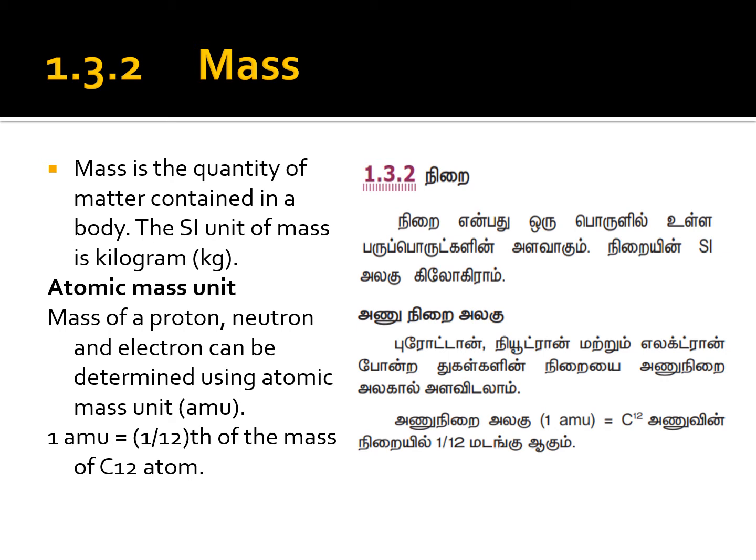1 gram is equal to 0.001 kilogram. 1 milligram is equal to 0.000001 kg. 1 quintal is equal to 100 kg. 1 metric ton is equal to 1000 into 1 kg, which is equal to 10 quintal. Atomic mass unit. Mass of proton, neutron and electron can be determined using atomic mass unit. 1 AMU is 1 by 12th of mass of carbon 12 atom.